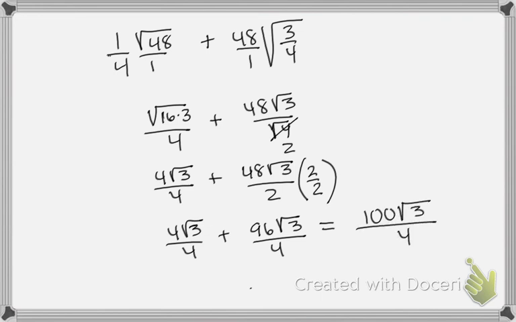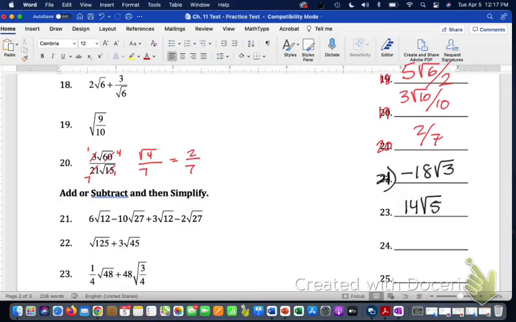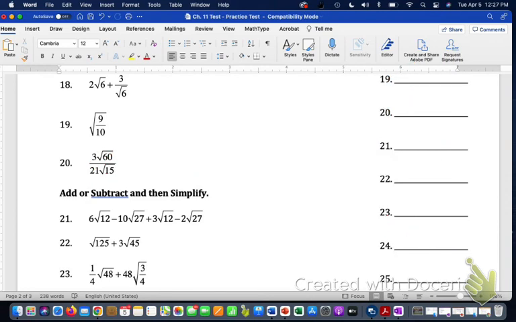And 4 divides evenly. We're going to divide out our non-radicals. It goes once, it goes 25. And so we are left with 25 rad 3. Just about done with the ones that we can do. So number 23 is 25 rad 3.